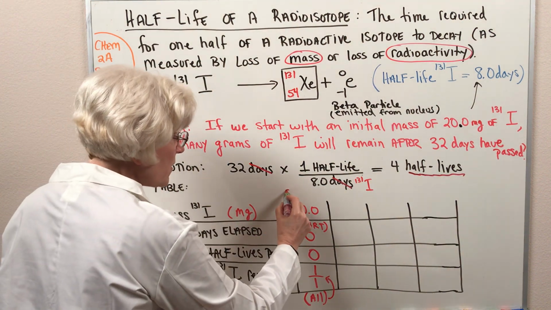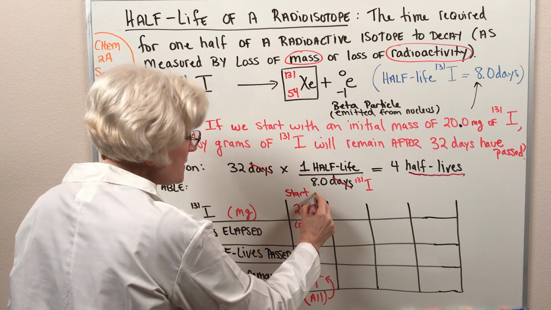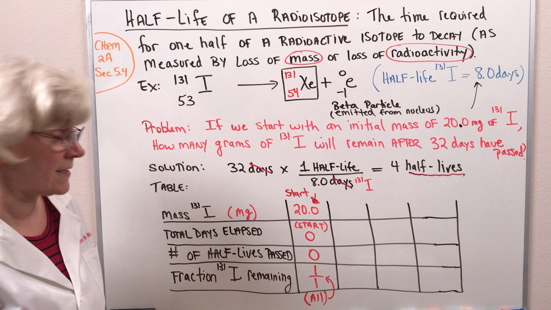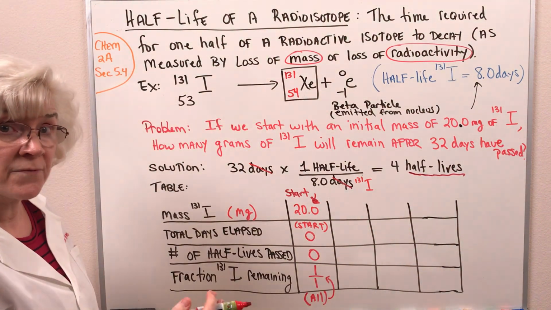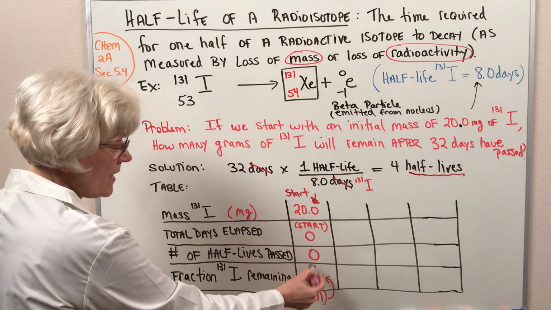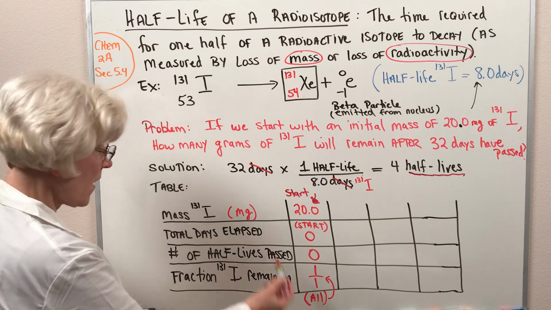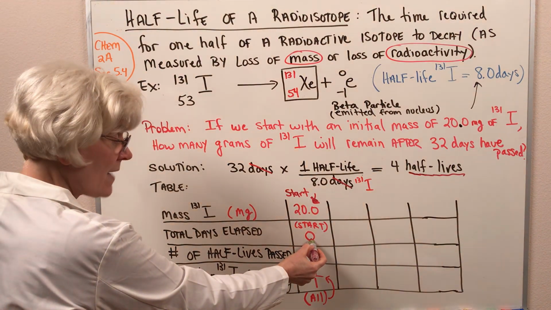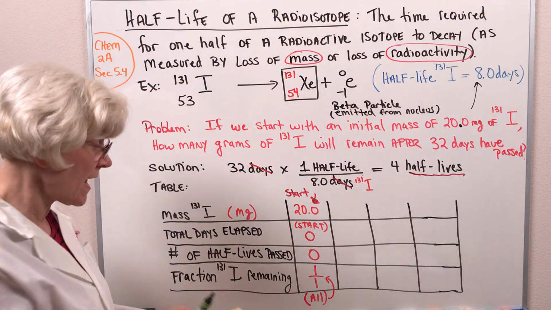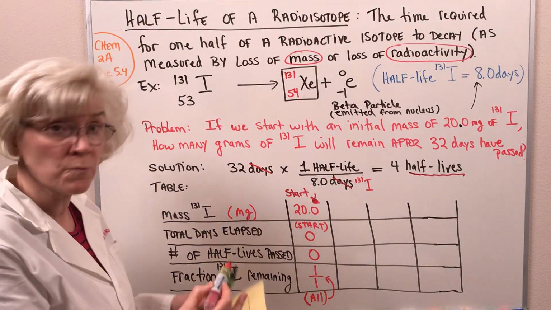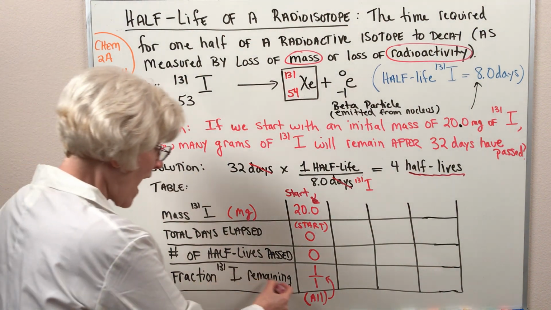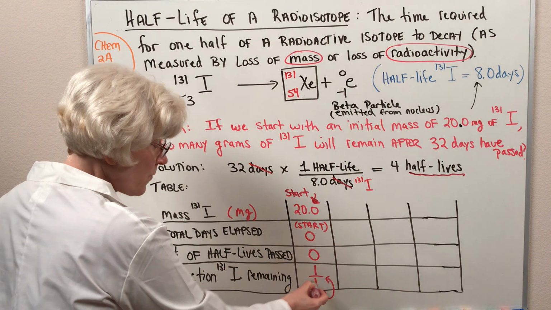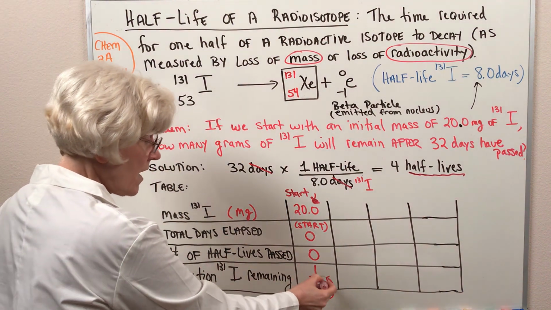Now this is very important, this column. My experience has been that students tend to omit the starting conditions, and then that throws them off in the rest of the completion of the table. So starting, we have 20 milligrams of iodine 131. No time has passed. This is right at the initial start point. So total days elapsed, 0. Total number of half-lives that have passed, well, none have passed because it's right at the starting point. What fraction of iodine 131 do we have? Well, we have all of it.